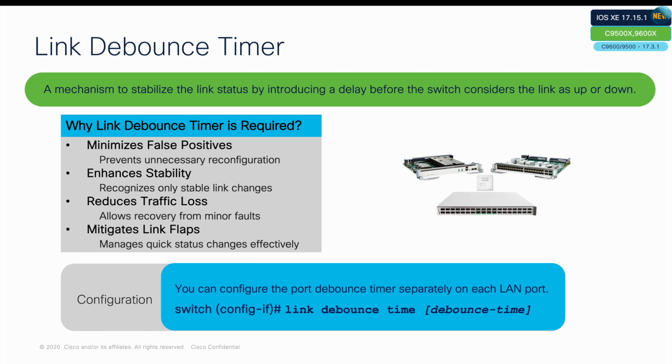In this release, we are also introducing the global link debounce timer. So think of cases where a switch port has false positives or the links are flapping. The new global link debounce timer feature delays the notifications of link status changes, reducing traffic loss caused by network reconfiguration when Ethernet ports experience minor faults. This enhancement ensures greater stability and minimizes disruptions due to transient link issues. This capability is being introduced on the 9500X and 9600X within this specific IOS XE 17.15.1 release.